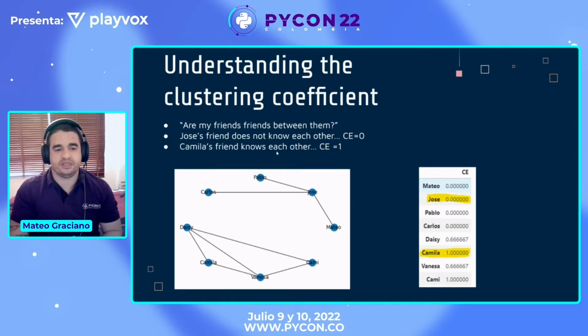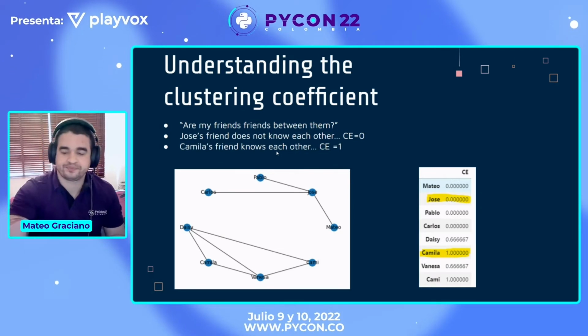The other thing is that there are some studies where the clustering coefficient is correlated with attrition risk. So when you are in an organization where you have friends but they don't talk with each other, that means that maybe the culture is not that good, and maybe you will get bored and you will leave the company.